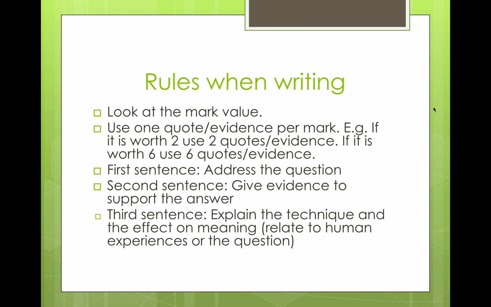So when we're looking at these rules, I've gone through these already. The mark value is essential. What I suggest that you do is use a quote or evidence per mark. So if it's worth 2 marks, use 2 quotes and evidence. If it's worth 6, use 6. Now, the reason I say this, that's probably overkill to be honest. But if you do it, you're going to get marks, okay? It's going to be really easy to get marks.